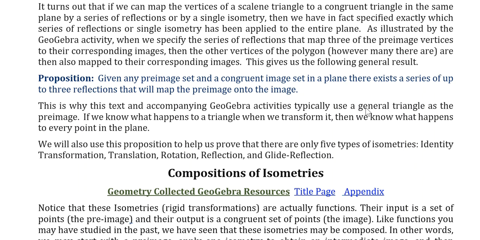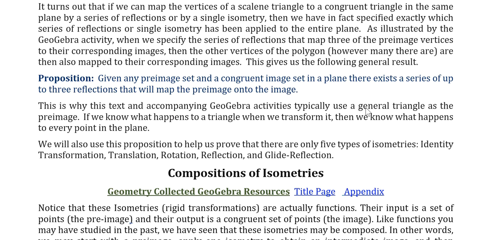In this video, we're going to briefly talk about composing isometries. That'll be a topic that we're going to be continuing to work on in the next few videos. So if you remember from the last couple of videos, it turns out that we can map the vertices of a scalene triangle to any congruent triangle in the same plane by a series of reflections or by a single isometry. So we have in fact specified exactly how we can take that triangle and map it to the other triangle with a series of three or fewer isometries, three or fewer reflections specifically.